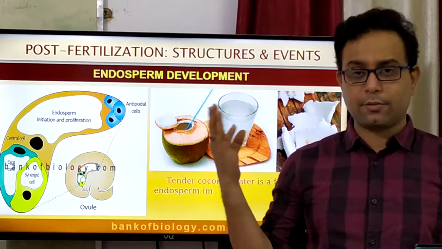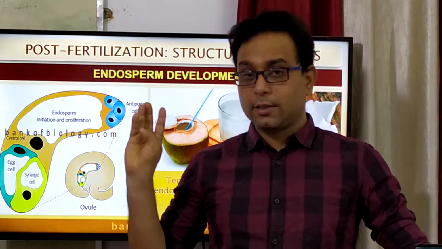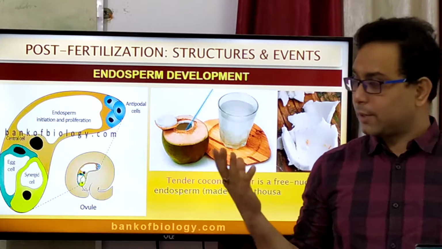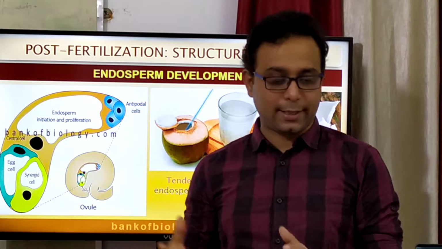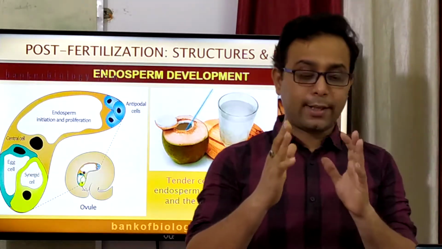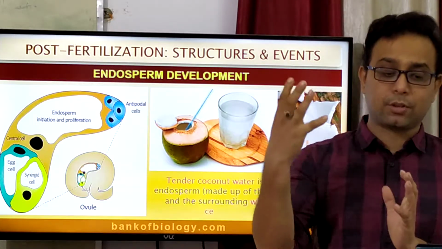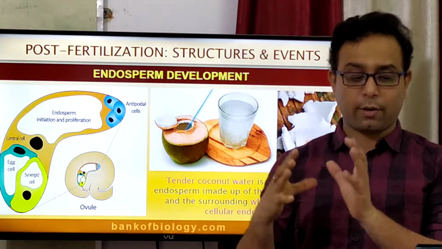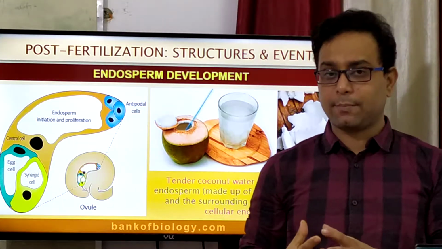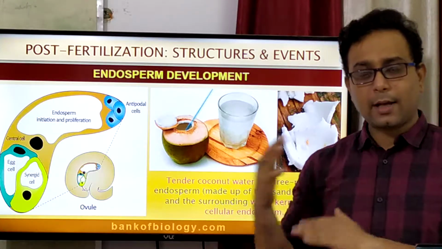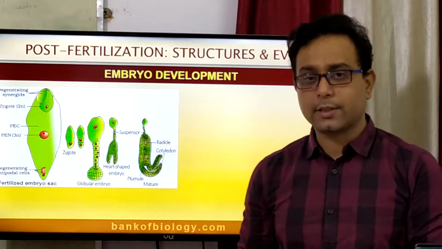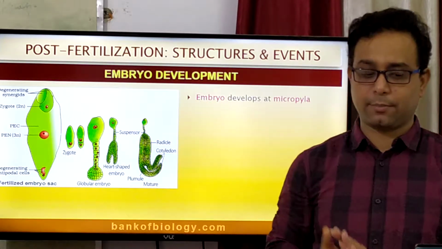So endosperm is mainly of three types: nuclear endosperm, cellular endosperm, and helobial type of endosperm. A common example in your NCERT books is tender coconut water, which is the free nuclear endosperm, made up of thousands of nuclei, and the surrounding kernel, the white part, is the cellular endosperm. So these are two common examples, one free nuclear and one cellular endosperm. But now we discuss how the embryo develops.